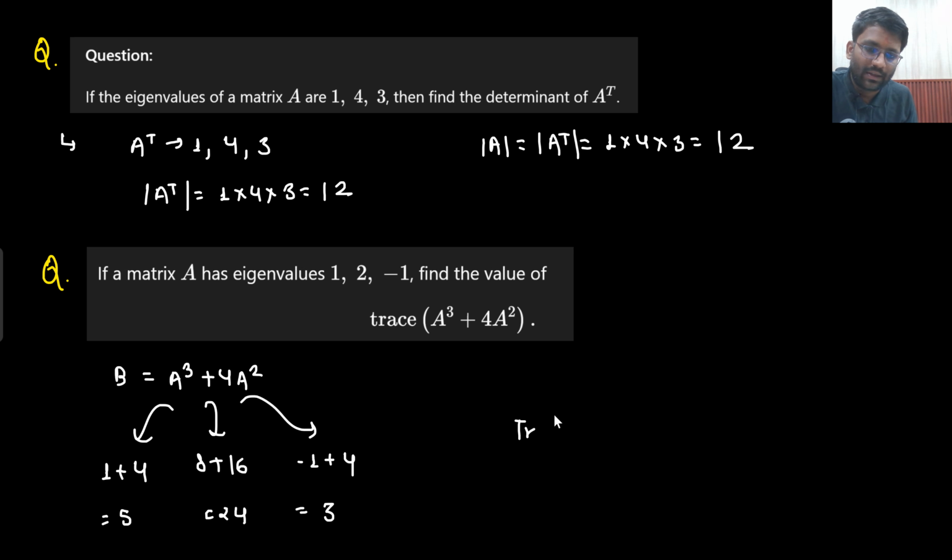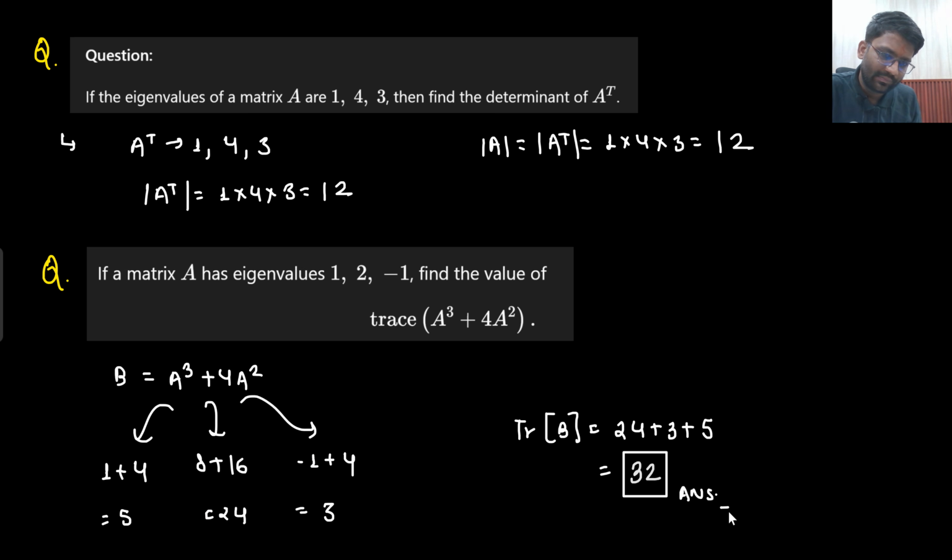What will be the trace? The trace of B will simply be the addition of all of them. 32. That's the answer. Is that clear to you? Absolutely very simple question, right?